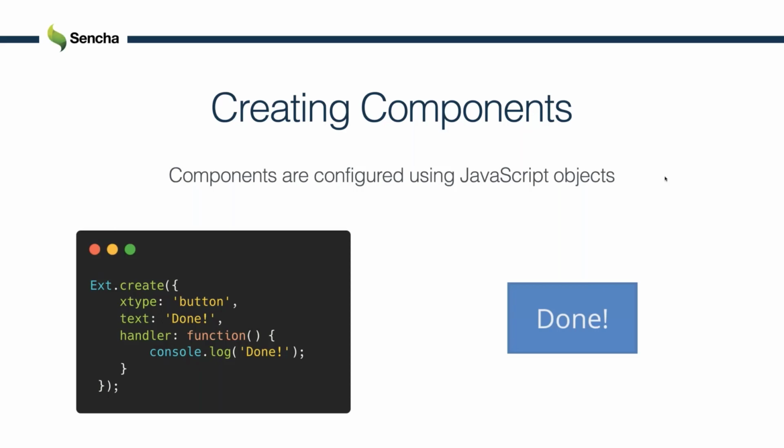Then all the other properties become characteristics of the component itself. There are lots of general ones, things like hidden, disabled. But there are also component-specific ones. In this case, text, which is the text of the button, and handler, which is the function that is run when you click the button. On the right here, you can see what's output to the browser: a generic blue button. So that's how we create components in the framework.